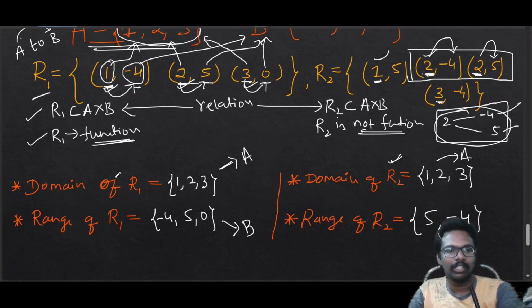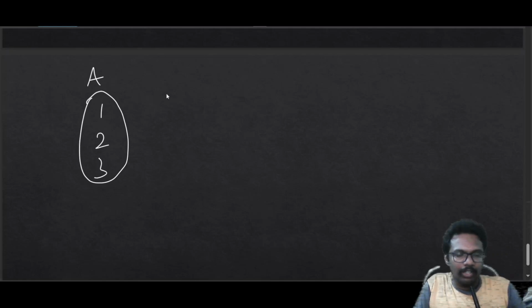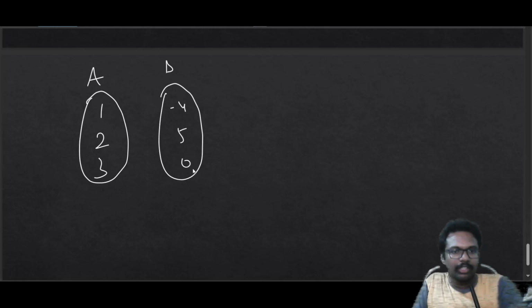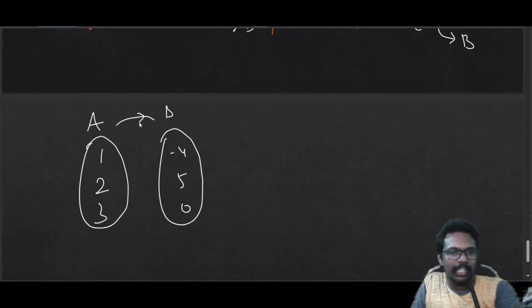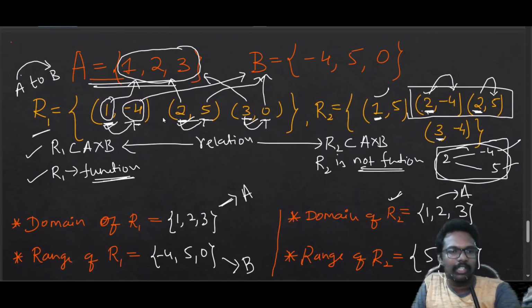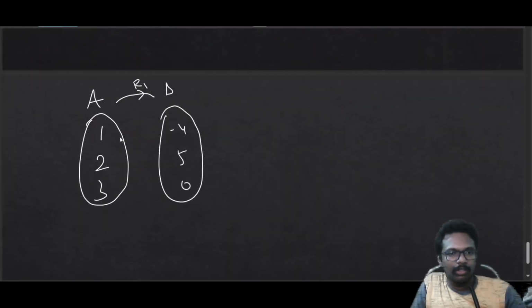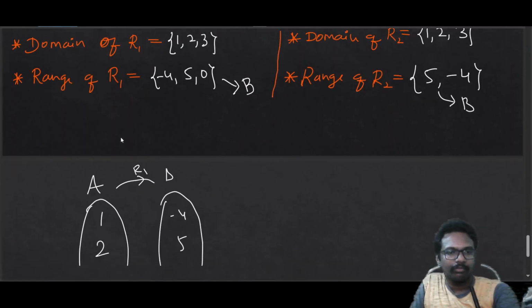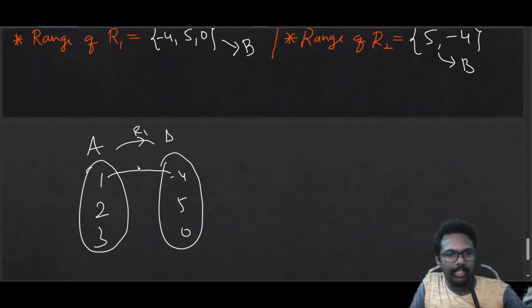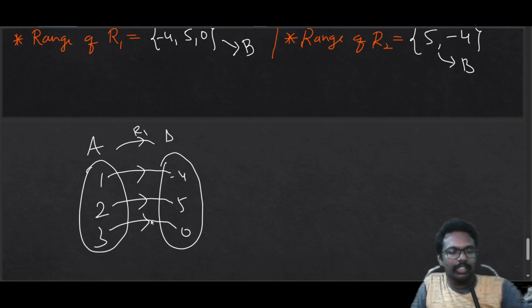Now let's understand with the help of an arrow diagram, so it is easier to understand. Here for A we have 1, 2, 3. For B we have minus 4, 5, 0. If we consider R1, 1 is related to minus 4, 2 is related to 5, 3 is related to 0.